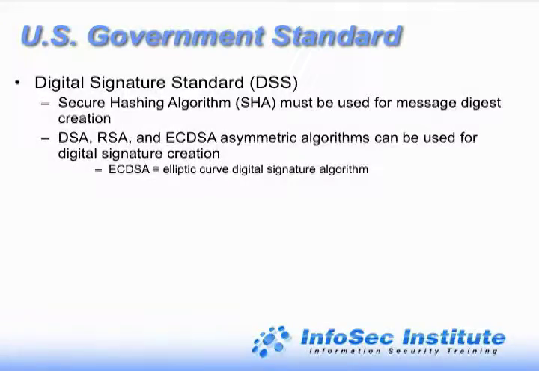Okay, U.S. government standard. There's the Digital Signature Standard, or DSS. Secure Hashing Algorithm SHA must be used for message digest creation. There's also DSS, RSA, and ECDSA, asymmetric algorithms, that can be used for digital signature creation. ECDSA is elliptic curve cryptography, the digital signature algorithm for the ECC portion. So definitely know that ECC is elliptic curve cryptography, and ECDSA is the DSA variant of the ECC algorithm.